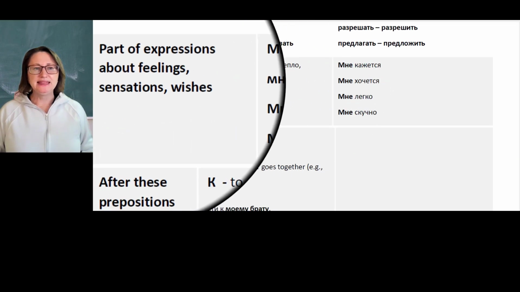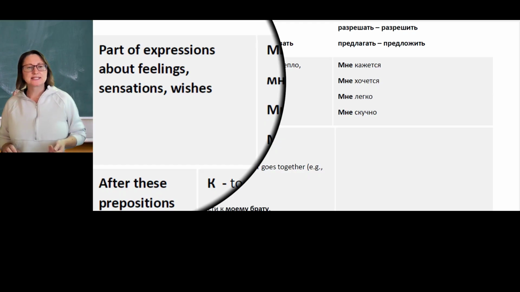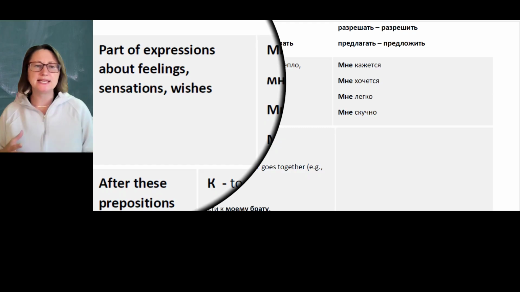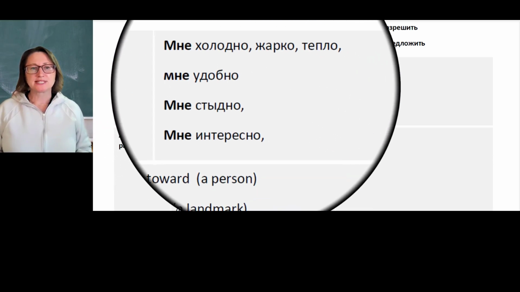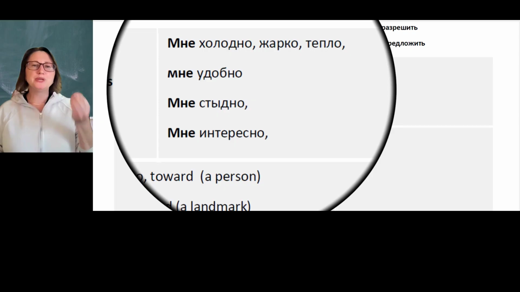Okay, then the next context is expressions about feelings, sensations, and wishes. We look at it differently, just like with age and with many other things. We use dative, like it's being felt to me. I'm the indirect recipient of being cold or hot and so on. So let's take a look. Here we have мне холодно, I'm cold. Мне жарко, I'm hot. Мне тепло, I'm feeling warm.